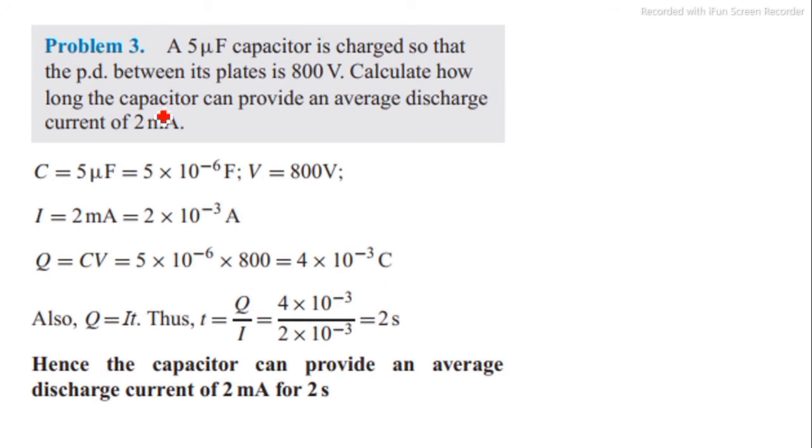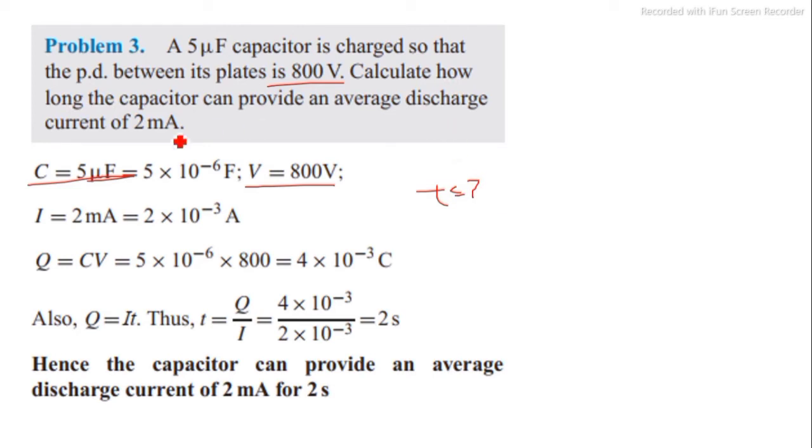So let's move to the next example. A 5 microfarad capacitor is charged so that the PD between the plates is 800 volts. That means the capacitance C is 5 microfarad, and if you convert that, it will be 5 times 10 to the power minus 6 farad, and the potential difference between the plates is given as 800 volts. Calculate how long. So you're looking for time.